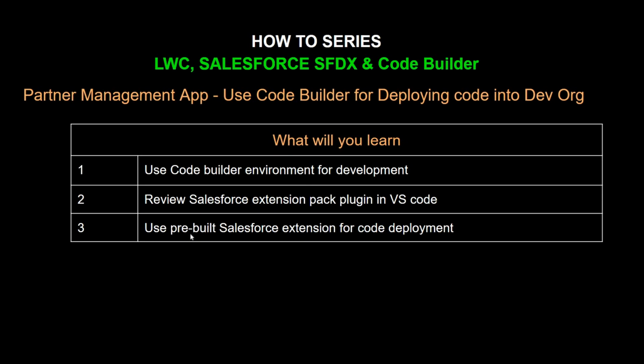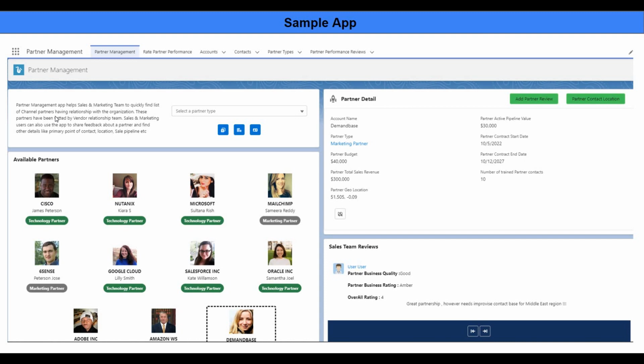To demonstrate this, I've just picked up a sample application called the Partner Management App. Imagine that you want to deploy a code base for this Partner Management App, and this code base is residing inside GitHub. In the previous video, we did download the base code from GitHub for this Partner Management App. This is what we are going to deploy into the development org in this video.